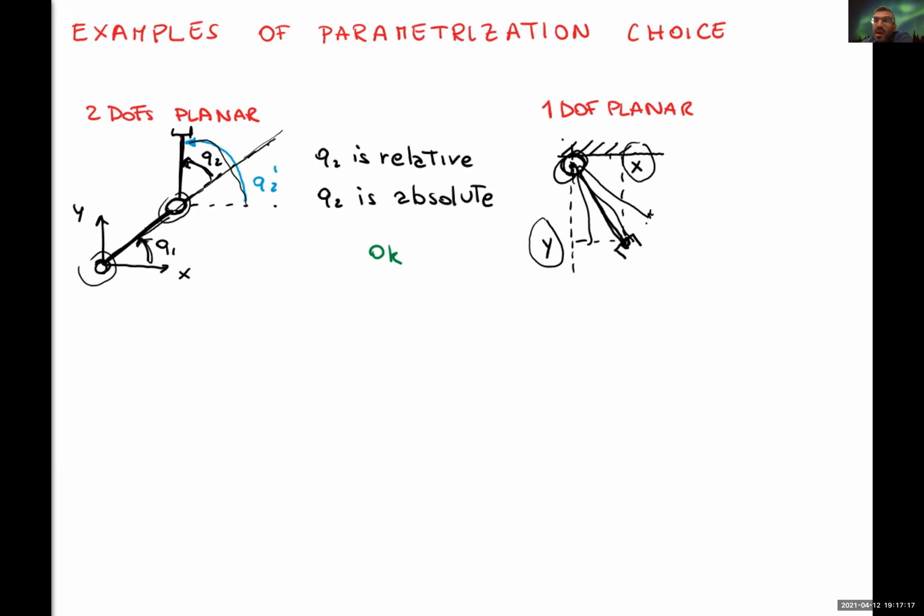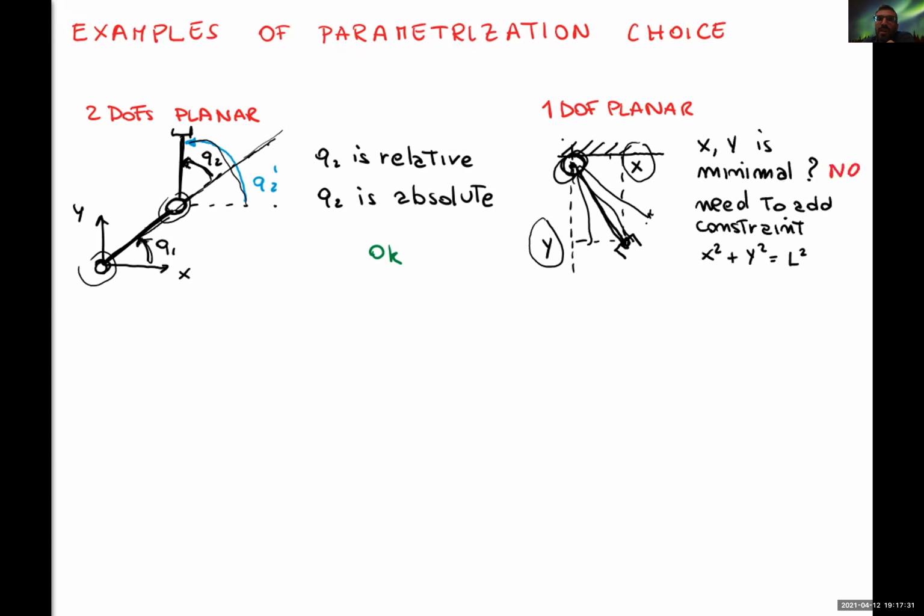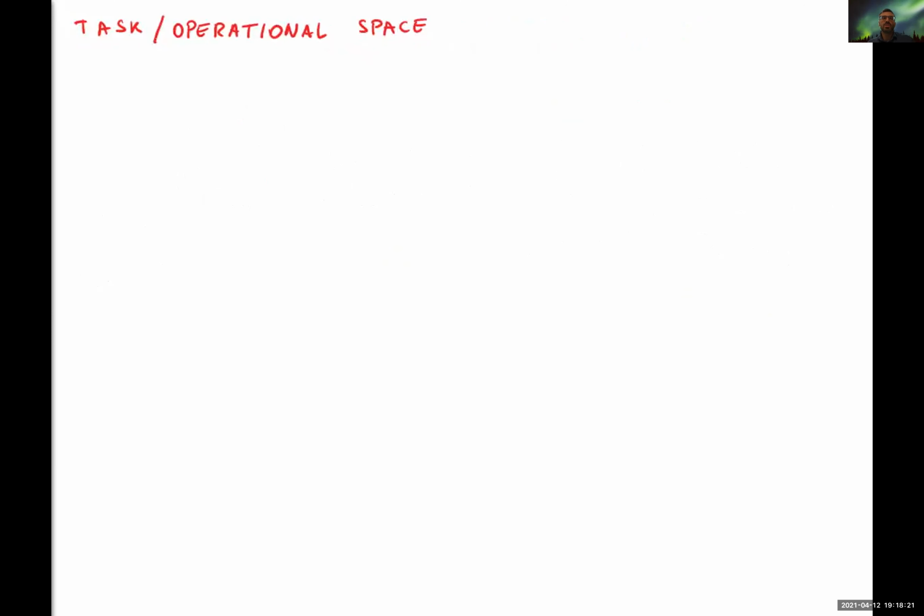No. Why? You can use the angle. Because if we choose x and y, there is implicitly a constraint involved: the length of this segment cannot be bigger than L, so the x and y components should be related to the length of the link. So we have 2 variables, but they're not minimal because in the end we have 1 degree of freedom and we need to add a constraint. So ideally we just need 1 variable. So this is a non-minimal representation, and this is not good to represent the joint space as generalized coordinates.